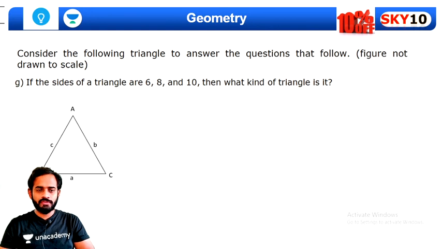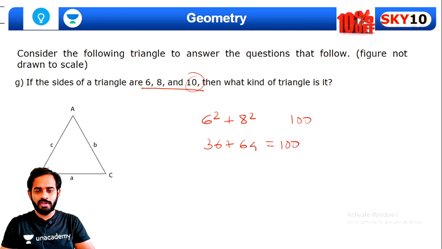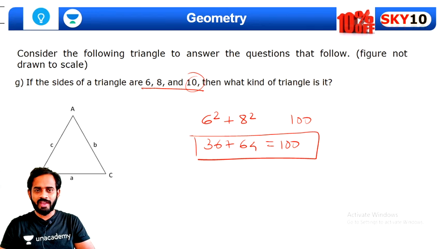Okay. If sides of a triangle are 6, 8 and 10, then what kind of triangle is it? In order to find out what kind of triangle it is, we can check 6 square plus 8 square, and here we have 10 square. 10 square becomes 100. 6 square is 36 plus 8 square is 64. This is equal to 100, and this happens only in a right angle triangle. That's why this will be a right angle triangle, because according to Pythagoras theorem, a square plus b square is equal to c square. So this is a Pythagorean triplet, guys. 6, 8 and 10 is a Pythagorean triplet, that is, for which a square plus b square is equal to c square. Okay.